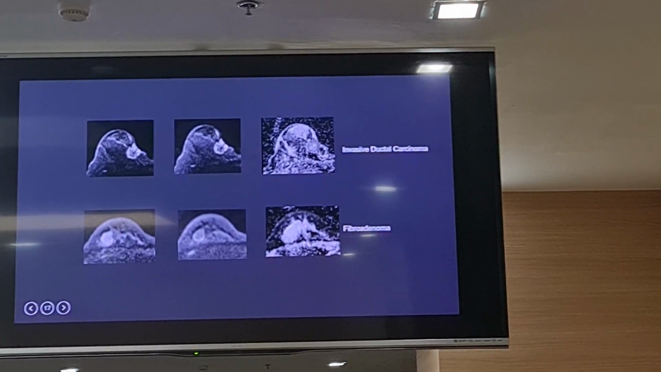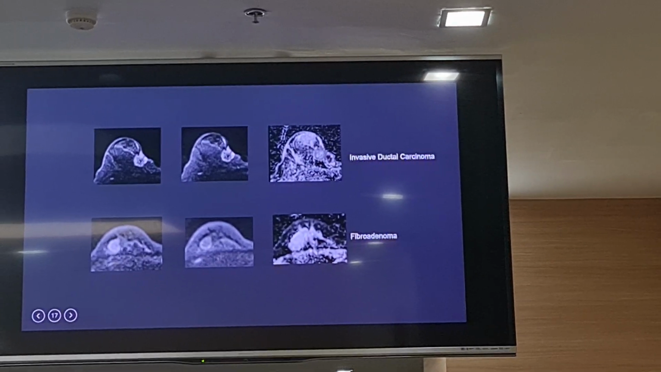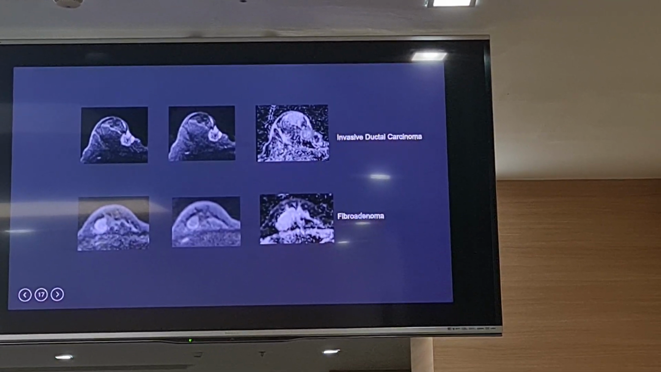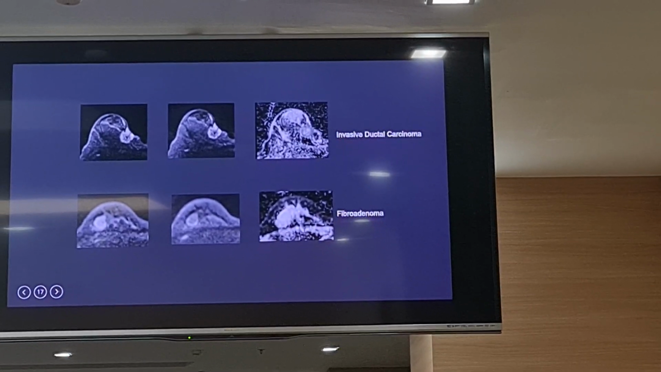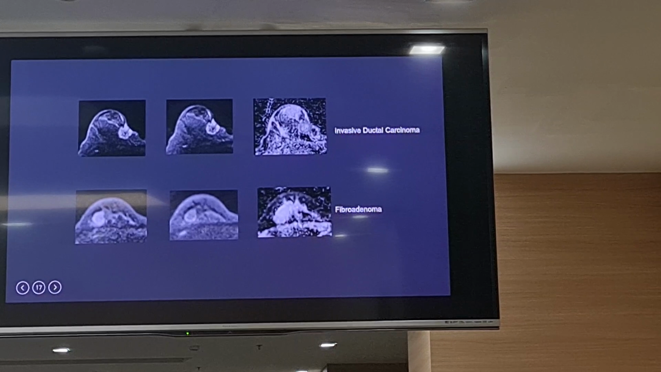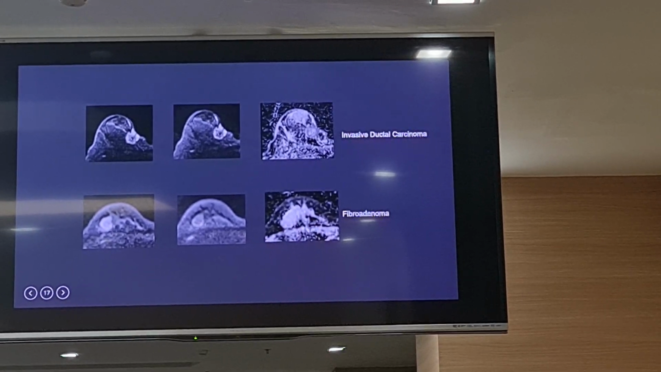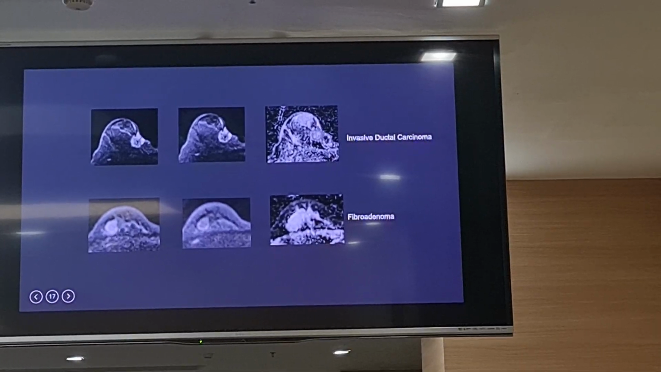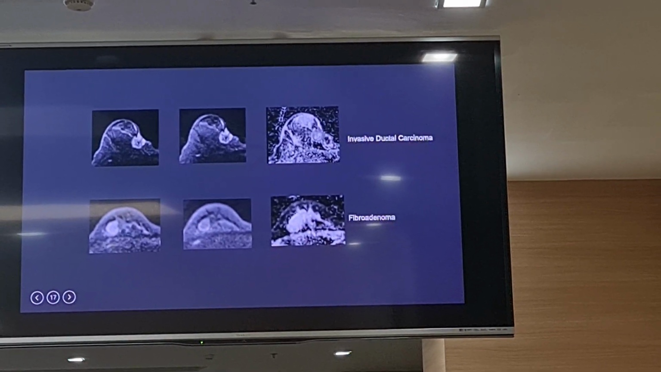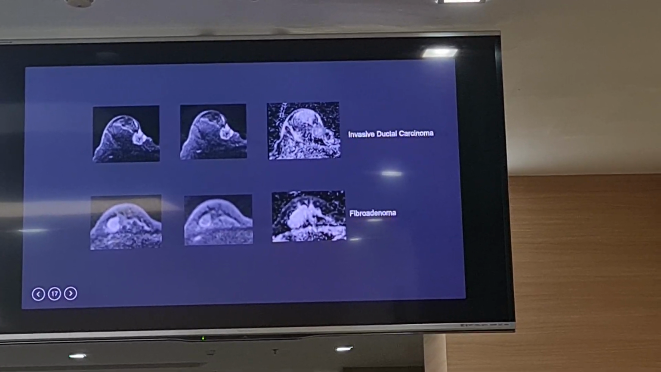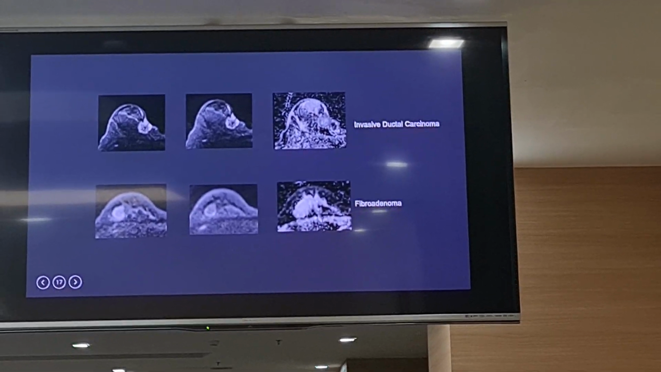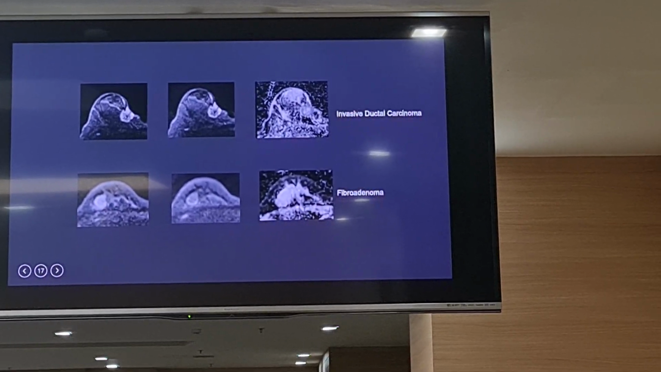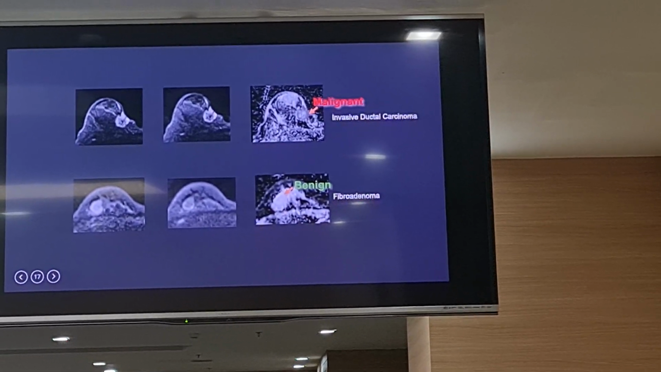This is an example. The upper case is malignant, a ductal carcinoma, and the lower case is a benign fibroadenoma. These are two kinds of diffusion and ADC maps. It might be that we can make a diagnosis based only on diffusion and ADC maps. You see, for example, this lesion is very heterogeneous, and maybe spiculated, compared to this lesion, right? So with diffusion, maybe we can appreciate even the morphology and shape of the lesion. Here are the malignant and benign.